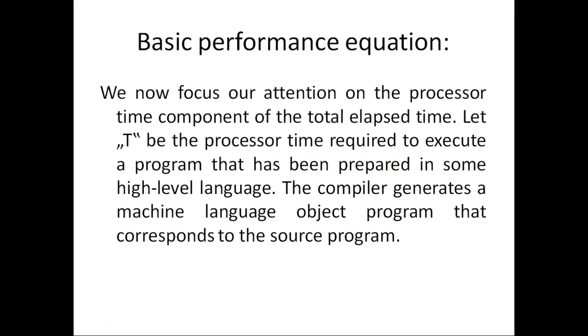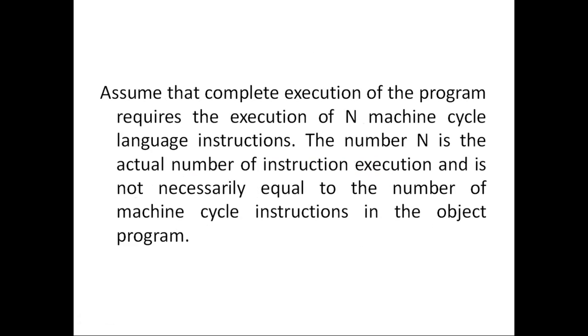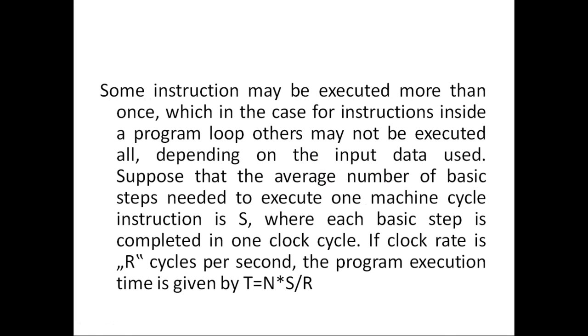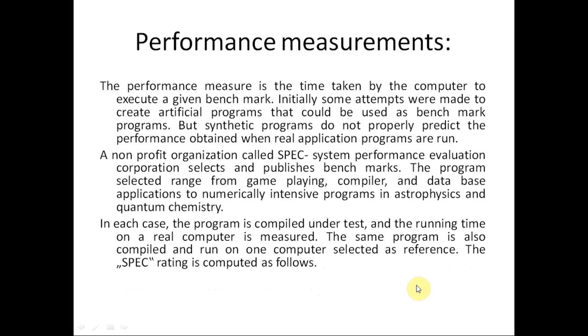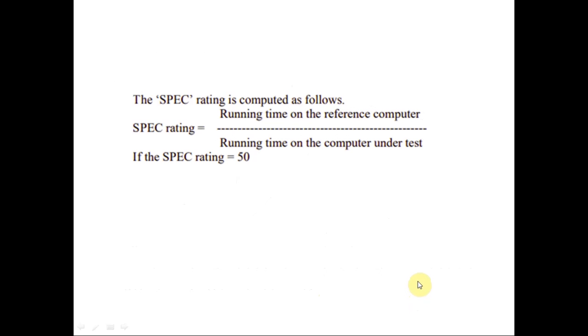Then T is the processor time, so we can calculate the processor time as T equals N into S by R, where S is the steps needed and R is the clock rate. Based on this we can find the performance measure using this equation. The SPEC rating is computed as follows: SPEC rating is equal to the running time on a reference computer divided by the running time on the computer under test. So if the SPEC rating is 50, then it's okay.